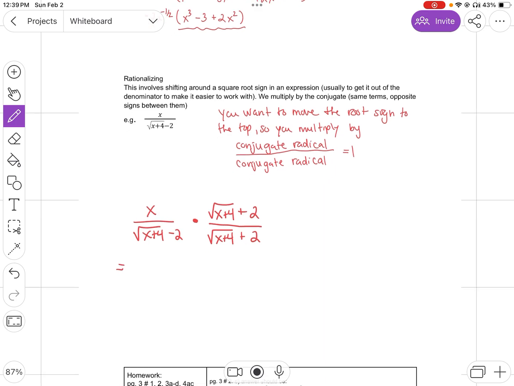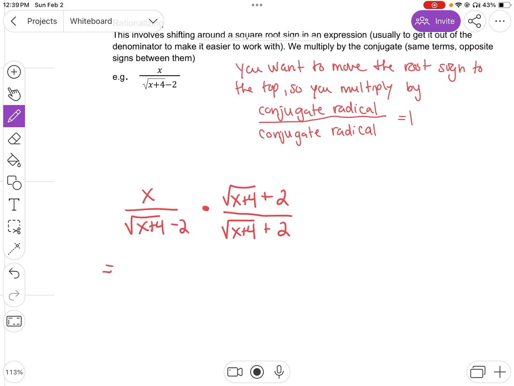going forward, a lot of stuff cancels out here, but maybe it's been a while since you've done this. So I'm going to show all my steps for today. But going forward, don't feel like you need to show all of this work. So in the top, we've got our x being multiplied by everything over here, which is x root x plus 4, and then plus 2. So I'll just keep it like that. And now we've got our first term.